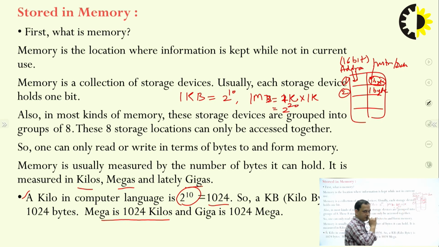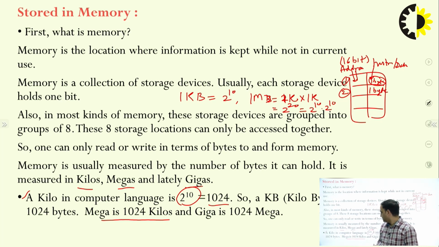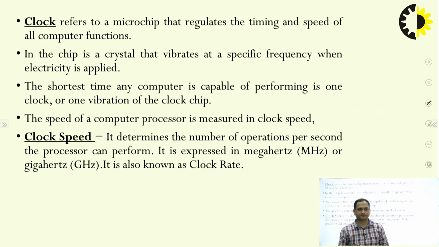So 1 kilobyte of information is 2 to the power 10, and 1 kilo into 1 kilo is 2 to the power 10 into 2 to the power 10, that is equal to 2 to the power 20, which is 1 megabyte of information. Similarly, 1 gigabyte we can write as 2 to the power 10 into 2 to the power 10 into 2 to the power 10, that is 2 to the power 30. So this information we can understand easily. This is the power of 2. So in various ways we can calculate the power of 2 when we are required to find memory locations.